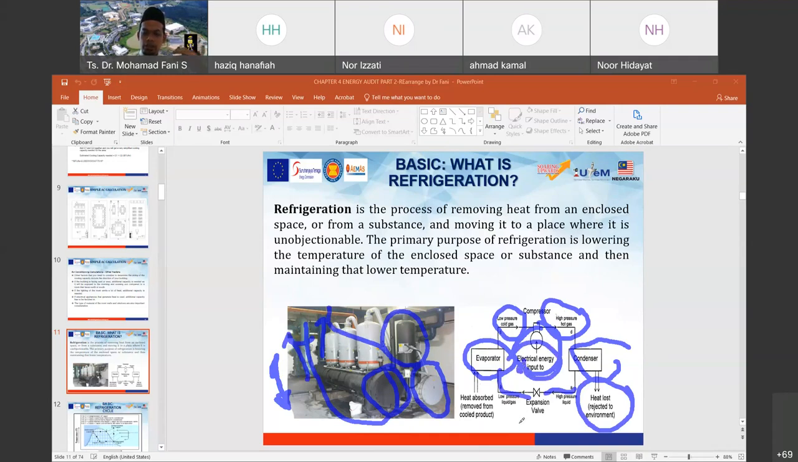From the heat absorbed and removed from the cooled product in the evaporator, we get low pressure cool gas. Through the compressor, we get high pressure gas. So this is the process of how the refrigerant works. The primary purpose of refrigeration is lowering the temperature of the enclosed space and substance, and then maintaining the lower temperature.